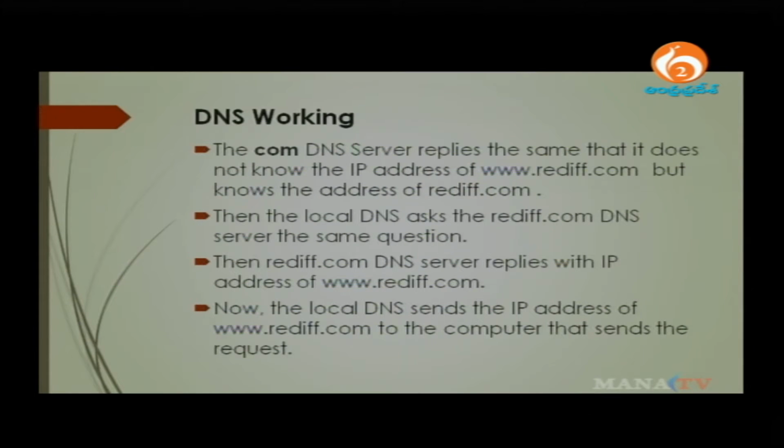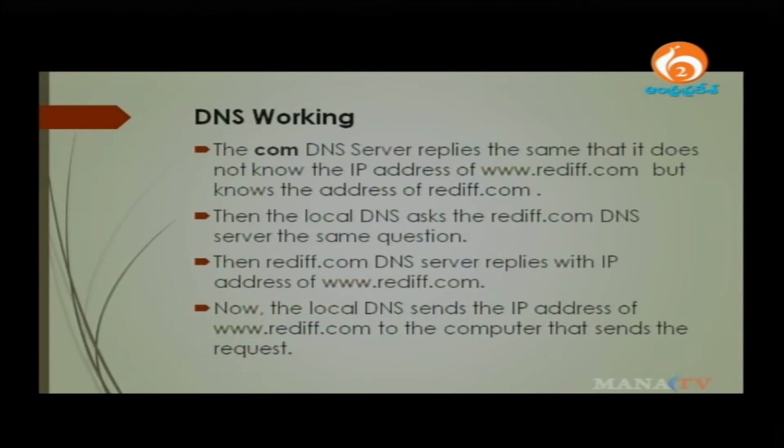So again, we got another domain name server IP address. First we went to the local DNS server, and when it was not found there, we went up to the root domain name server. The root domain name server sends us the IP address of the com domain name server. The com server sends us the DNS IP address of rediff.com instead of www.rediff.com. So again we ask the rediff.com DNS server the same question: what is the IP address of www.rediff.com? Then the rediff.com DNS server replies with the IP address of www.rediff.com.